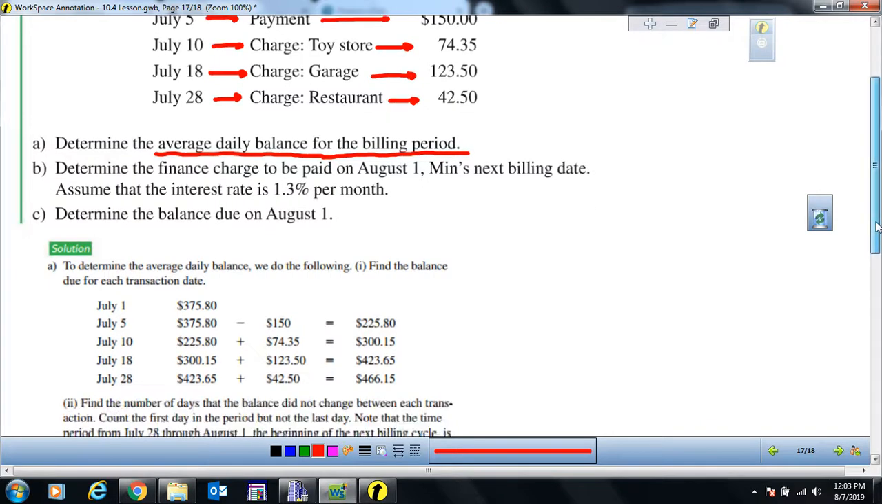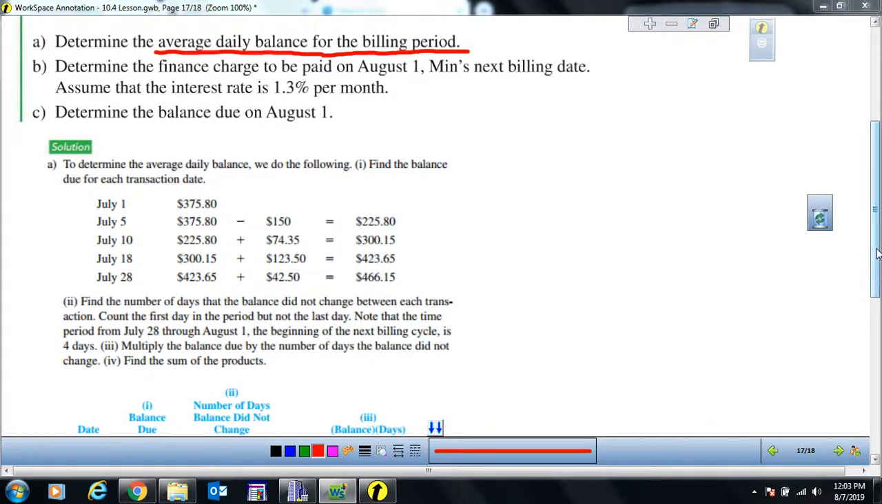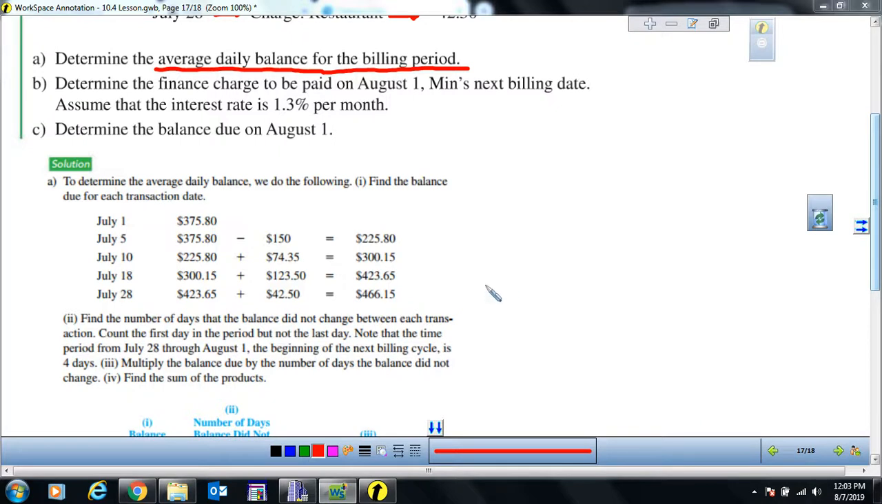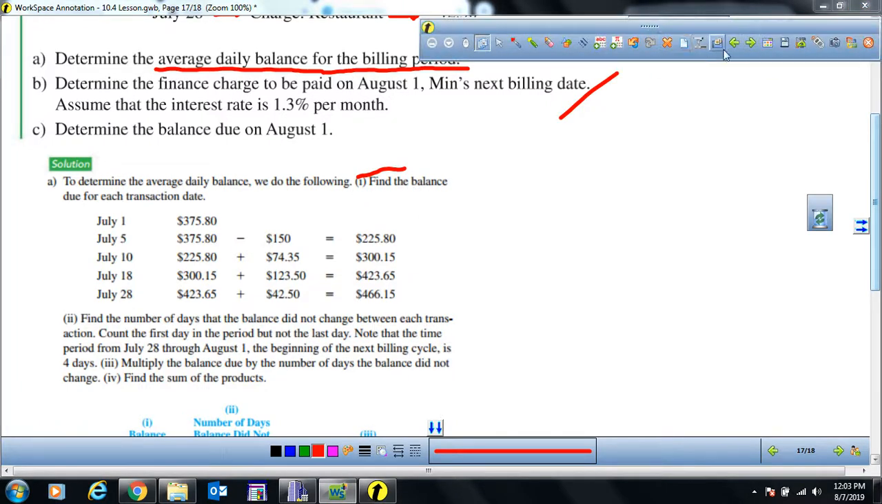Okay, so we need to put all this information together and find the new balance every time she was using the credit card. To determine the average daily balance, we do the following. Number one, find the balance due. You're going to do more than one step, because you need to calculate the balance for every day as she was using the credit card. Find the balance due for each transaction date. So on July 1st, this was the balance that she had due.